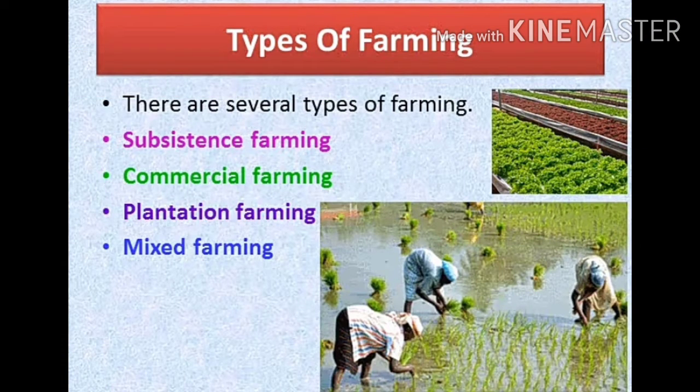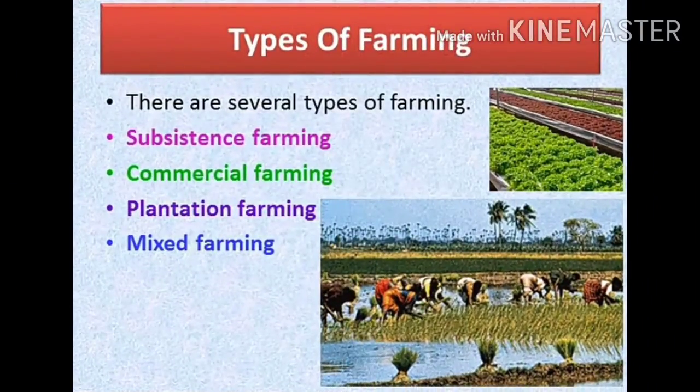Plantation farming. Plantation farming is done in an estate where a single cash crop is cultivated on a large scale. For example, tea, coffee, rubber, sugarcane, cashew, bananas, or cotton, grown with large amounts of labor and capital. Capital means money required for this plantation farming. For example, rubber in Malaysia, coffee in Brazil, tea in India and Sri Lanka.